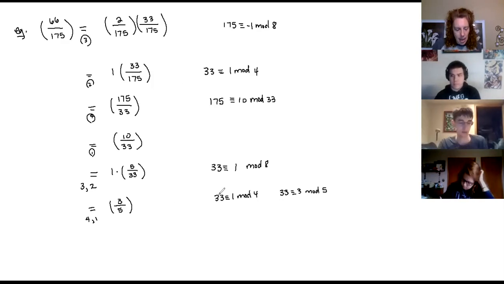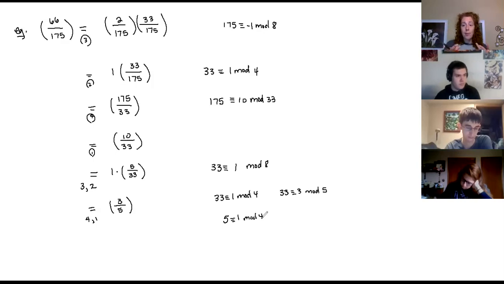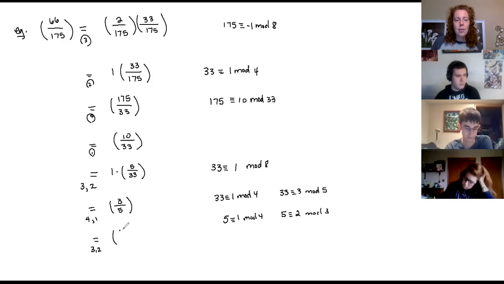Okay, 2 more steps. I'm going to do the same thing. So 5 is congruent to 1 mod 4. That means I can flip without doing a negative. And 5 is congruent to 2 mod 3, so I can also reduce the top mod the bottom. So we're going to get the Jacobi symbol of 2 over 3. I'm flipping without doing a negative, and then I'm reducing the top mod the bottom.